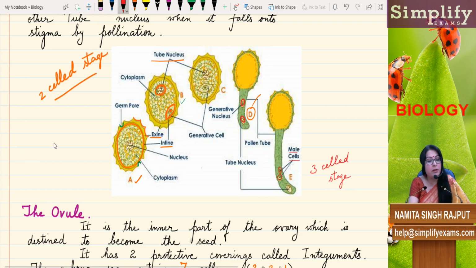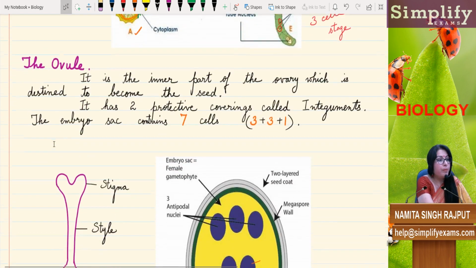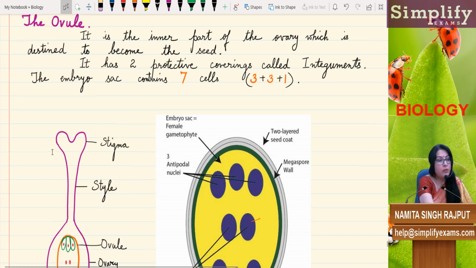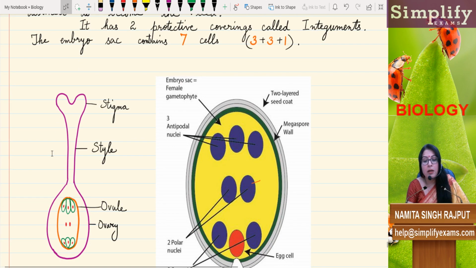Now let us study the structure of ovule. Now what is ovule? You've studied the basic structure of flower. This is the stigma, the upper portion, this whole portion is the stigma, then this tube is the style, and the basal swollen part is the ovary. The ovary contains another oval structure which is known as ovule.